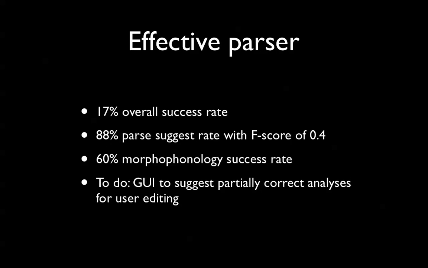The parsers built and reviewed here are effective tools that can help Blackfoot fieldworkers to generate morphological analyses more quickly. I maintain this assertion despite the relatively modest 17% overall parse success rate. Another statistic is relevant here. The parser is able to suggest an analysis for 88% of the words it sees. This, combined with the F-score and recall scores of 0.4, means that 88% of the time the parser will suggest 40% of the correct morphemes.